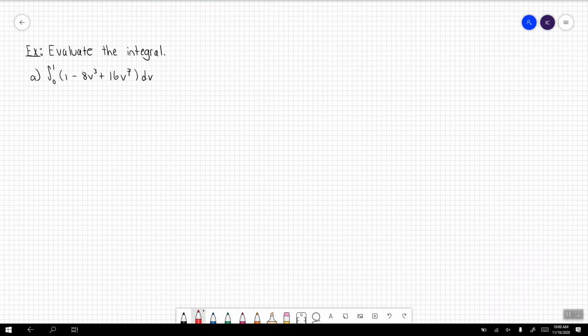So in this example, it says to evaluate the integral. The integral here is from 0 to 1 for the function 1 minus 8v cubed plus 16v to the 7th dv. So what I need to do here at this point in time is find an antiderivative.